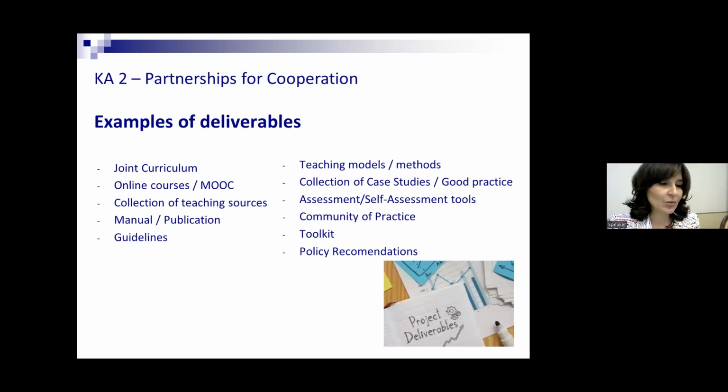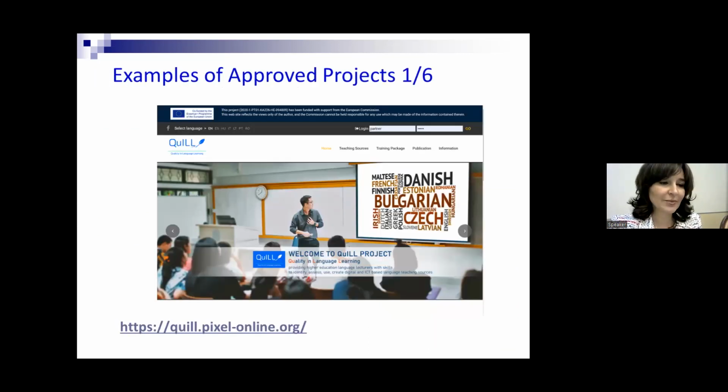What can you produce with these types of projects? You can produce and develop joint curricula. You can develop online courses. You can collect teaching sources. You can decide to publish a manual or have something published. You can produce guidelines, teaching methodologies. You can collect case studies or good practice, etc., as you can see here. These are the deliverables that can be produced in the framework of these projects.